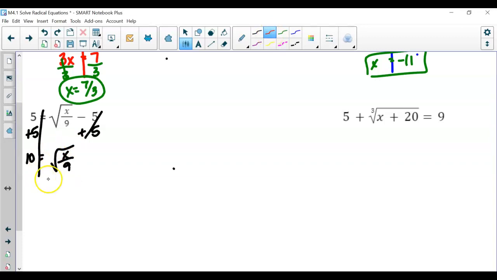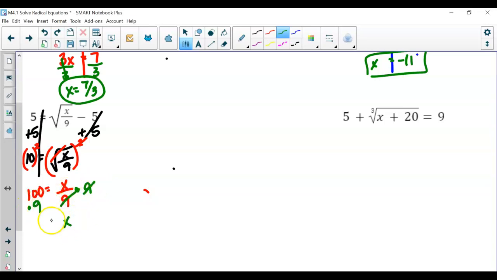So now see how the radical here is by itself? Everything is inside. So now we can solve. Notice how our square root is equal to a positive, so we're good. We'll raise both sides to the second power here. So 10 squared is 100 and x over 9. So now here we're solving for x, but it's being divided by 9, so don't divide by 9, right? We need to multiply both sides by 9.